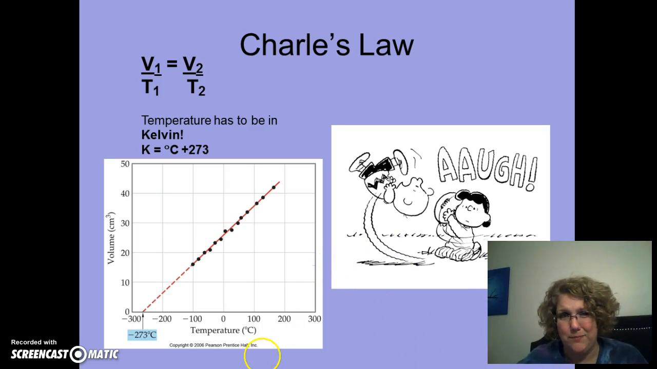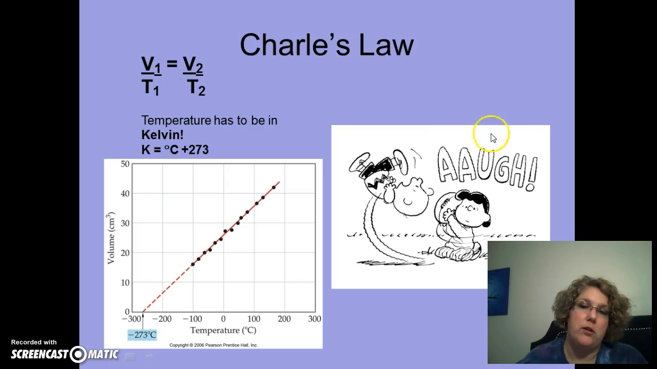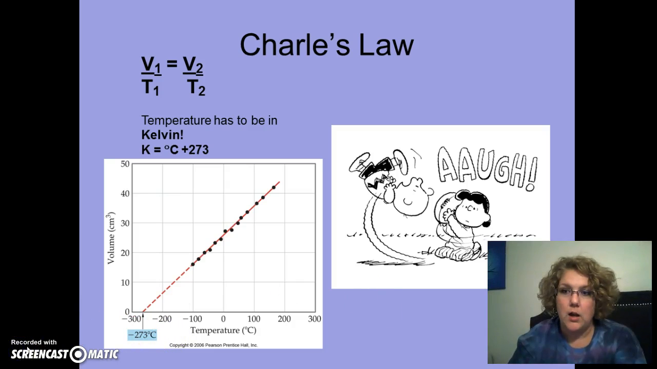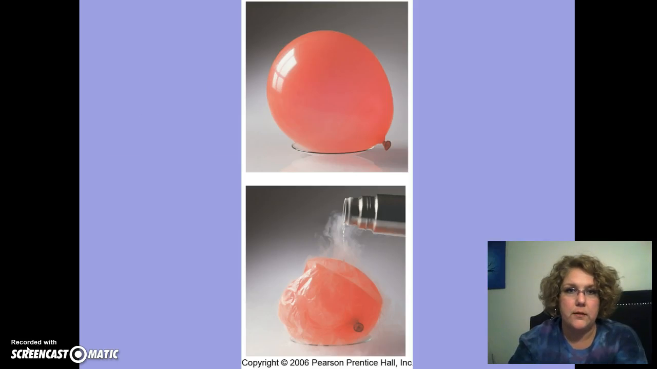I seldom mess with the 0.15 because the 273 already has us at 3 sig figs anyway. So when we plug it in here, chances are we're only going to have 3 significant figures in our volumes anyway. So just play that one by ear and decide whether or not you need to include the decimal point. All right, so that's Charles's law.